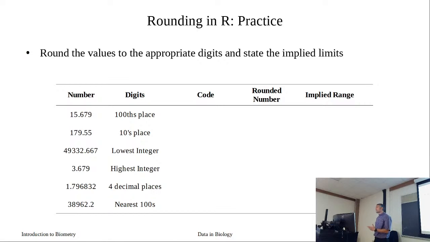I have code, right? If you do it in your R markdown document or whatever, then you'll always have the code, and we'll double check these numbers, but also come up with the implied range, just as practice. Give you a few minutes for that.